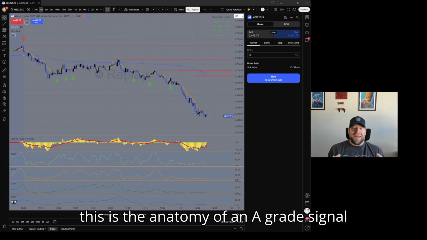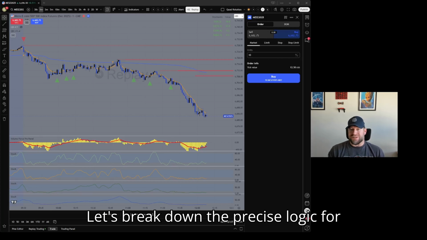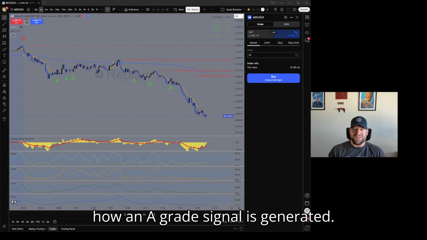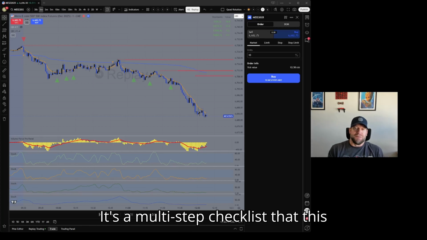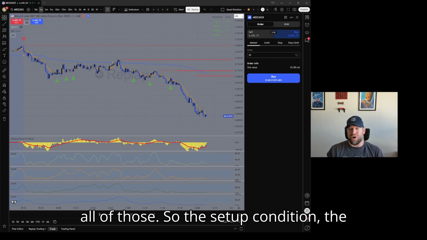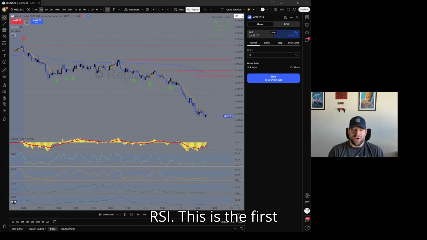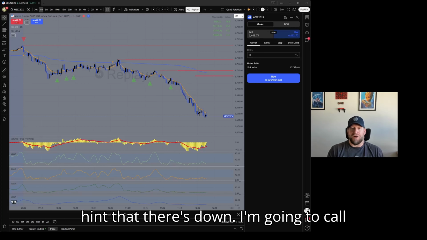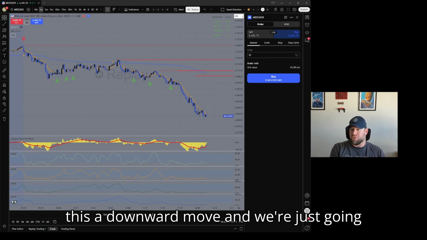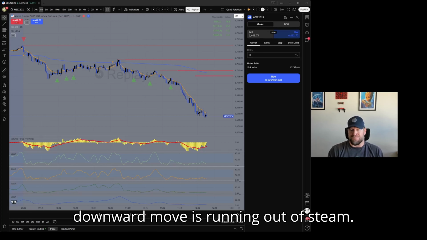So this is the anatomy of an A-grade signal that I want to get into a little bit. Let's break down the precise logic for how an A-grade signal is generated. It's a multi-step checklist that this indicator has, and it has to pass all of those. So the setup condition, the indicator first looks for a bullish or bearish divergence on the RSI. This is the first hint that there's a downward move, and we're just going to stick with the bullish divergence.